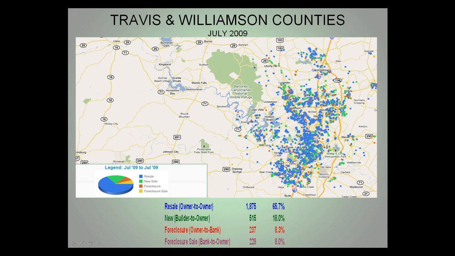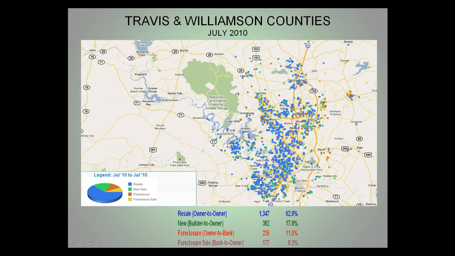The resale component or percentage is high, 65.7, taking share from the new builder sales, which are now down a full 11% from 1 or 2 years previous, and foreclosures and foreclosure sales are a full 16%. So the initial signs of distress, economic distress, are showing up here. Subprime resets are showing up here, and that's manifesting itself in the distressed inventory numbers.